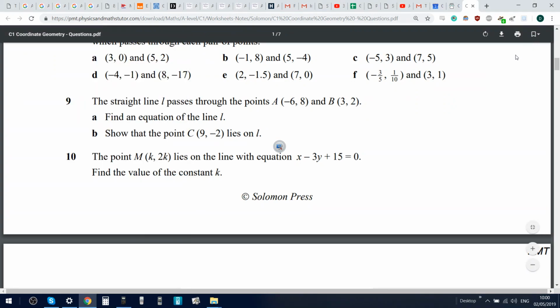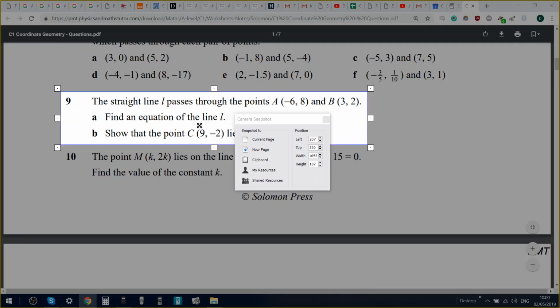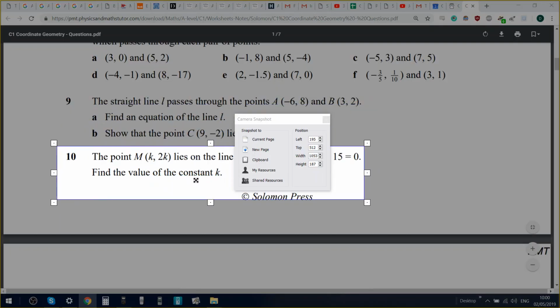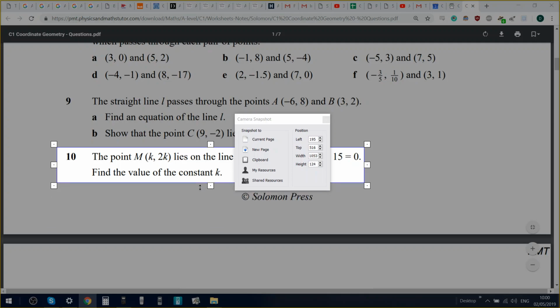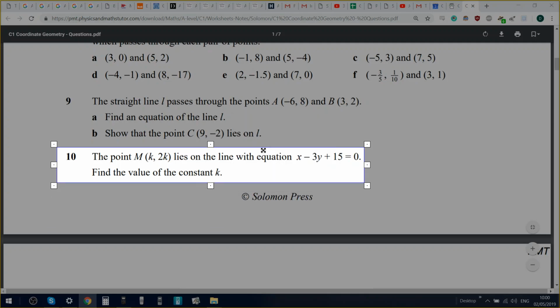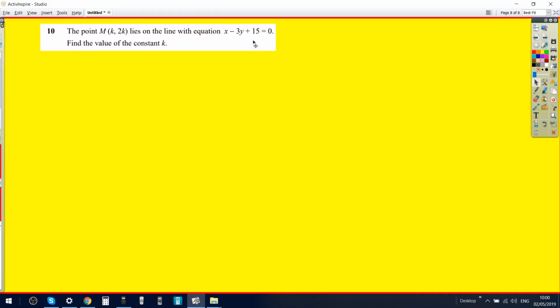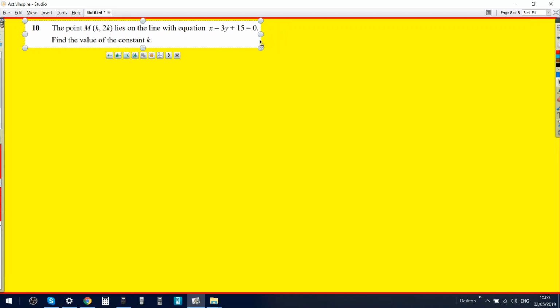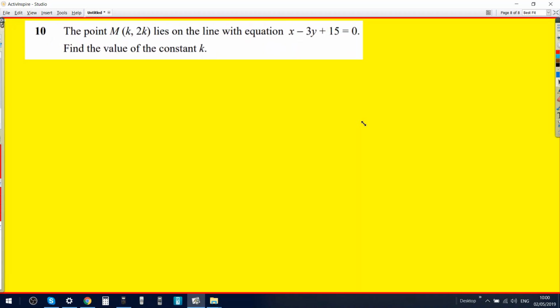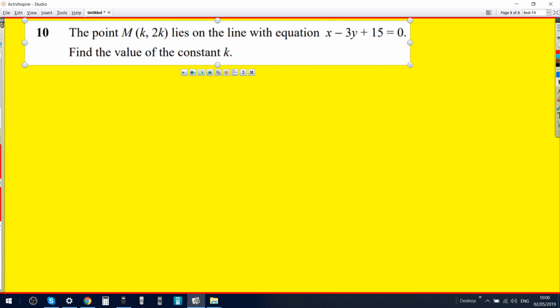No. Okay. Actually, yeah, there's just one. If we don't get minus 2, then it means it's not on the line. Yeah, so our equation must be wrong. So either it's not on the line, and that was what they asked us, show that it's not on the line, or our equation must be wrong. Okay, let's do this one.